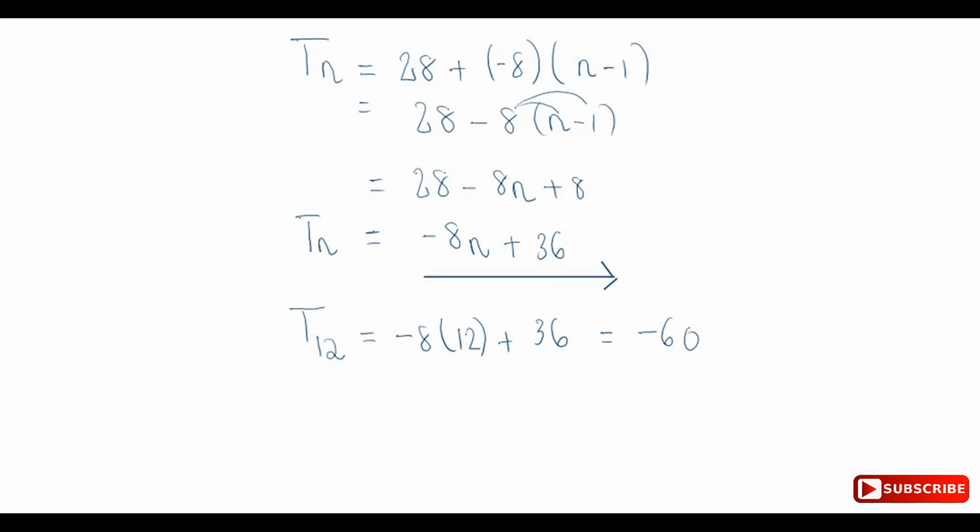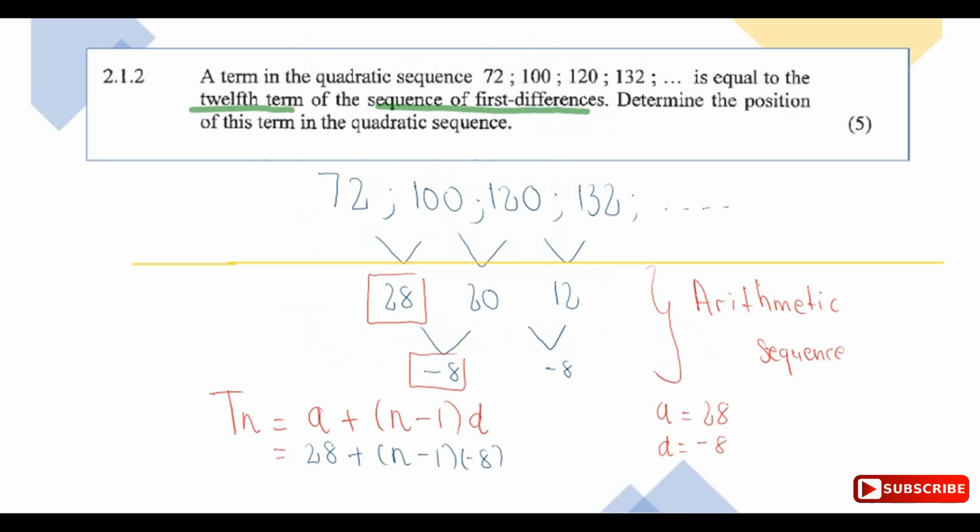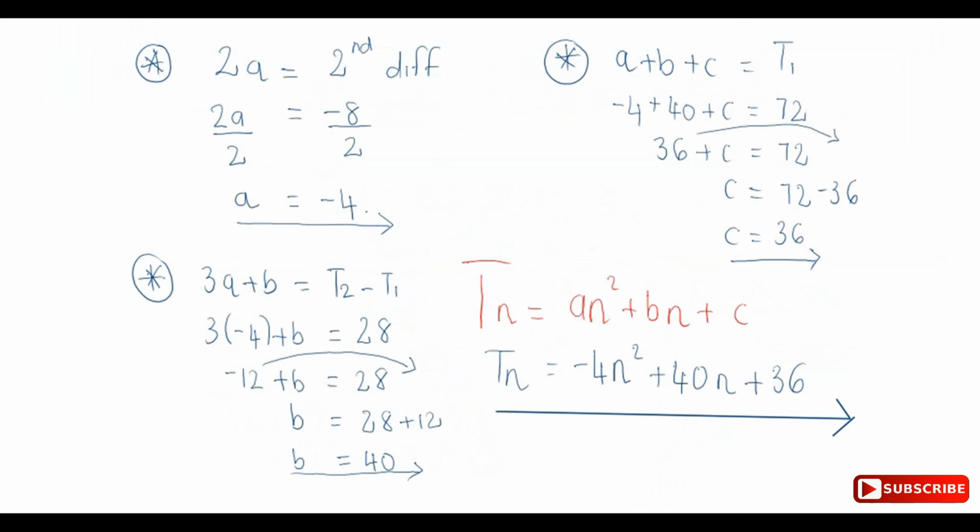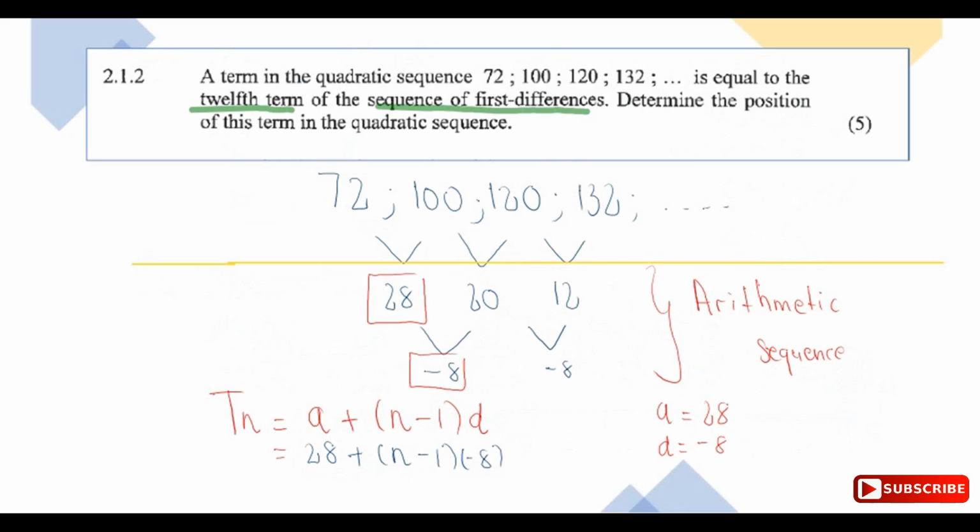Okay, so the 12th term in our sequence of first differences, the term that is in the 12th position in this sequence, is equal to -60. So from there, once we found this term, we're just going to take this -60 that we've obtained and substitute it into our quadratic equation, or the formula of the nth term of our quadratic sequence, to be able to get the term that they want.